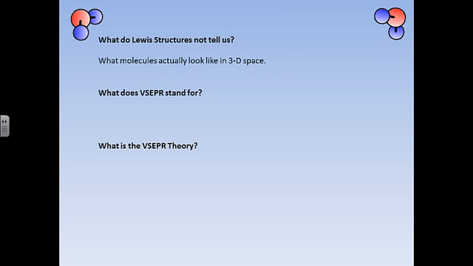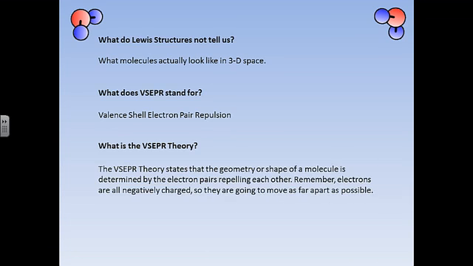Lewis dot structures do not tell us what molecules actually look like in three-dimensional space, so we use the VSEPR theory to help us determine the shape of the molecule. VSEPR stands for valence shell electron pair repulsion. The VSEPR theory states that the geometry or shape of a molecule is determined by the electron pairs repelling each other. Remember, electrons are all negatively charged, so they are going to move as far apart as possible.